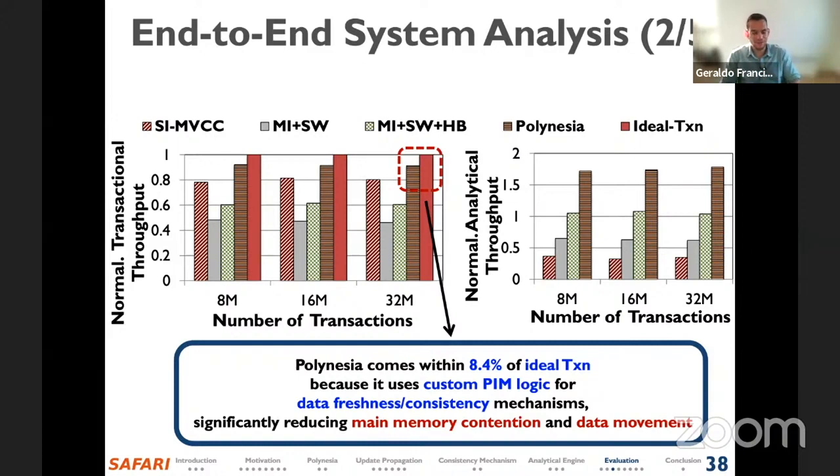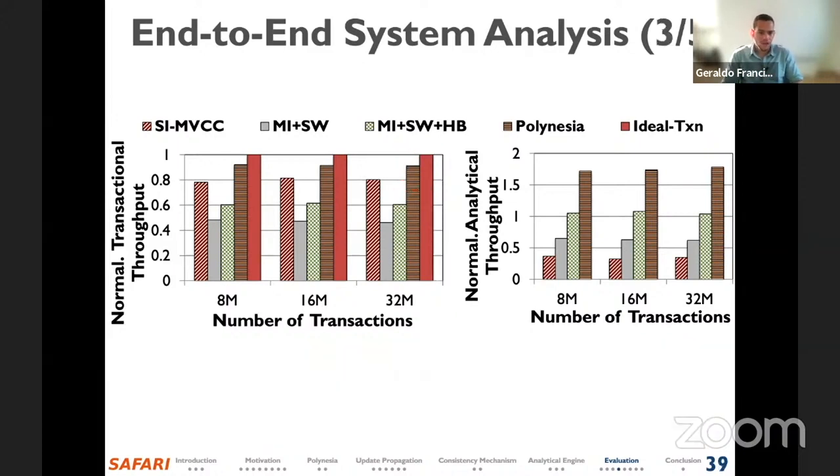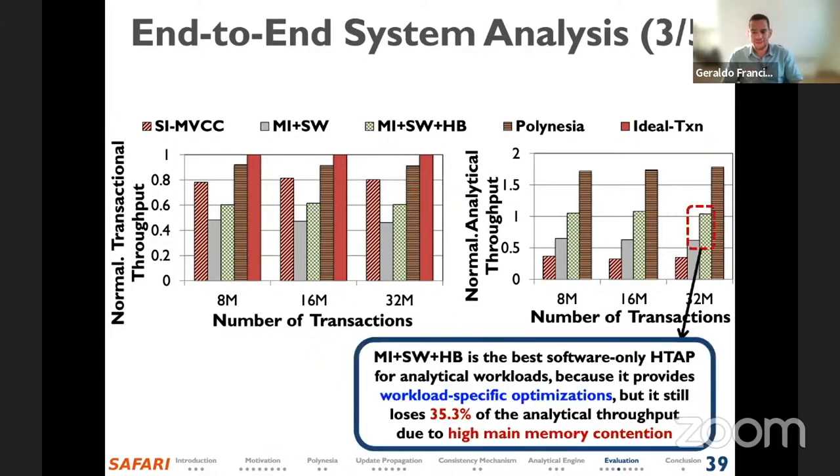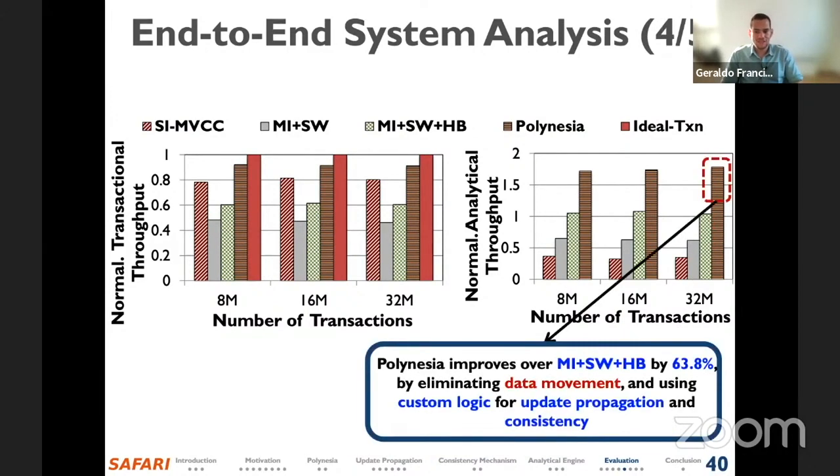and also a reduction in data movement traffic. Third, even though the multiple instance system with high bandwidth memory is the best software-only baseline, it still provides low analytical throughput compared to the ideal system due to high contention at the main memory. Polynesia improves analytical throughput compared to the multiple instance system with high bandwidth memory by 63.8%, which is due to a reduction in data movement supported by our custom hardware units.